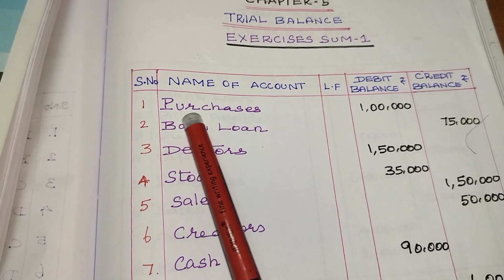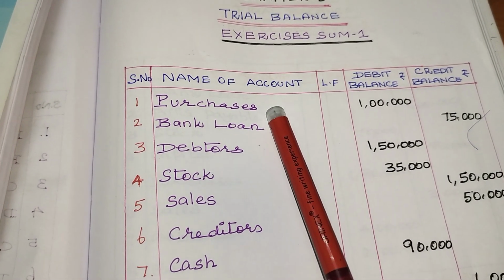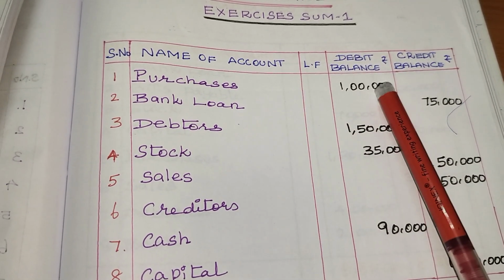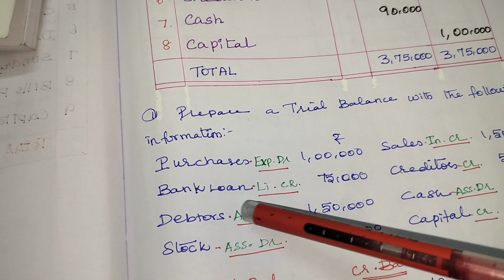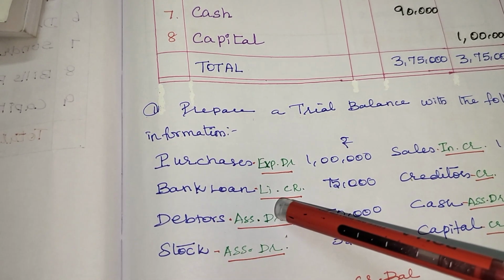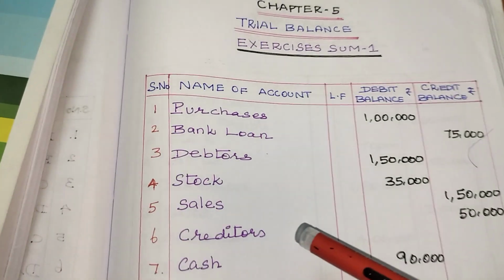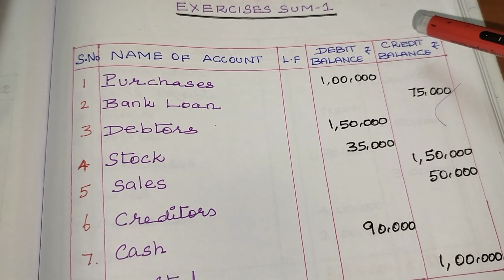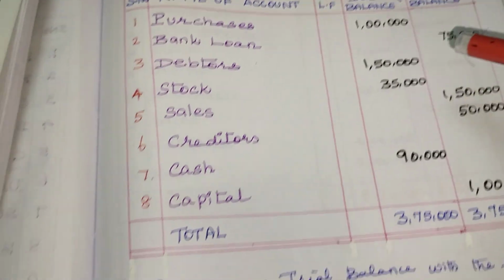First one is the purchases account. Purchases are expenses. All expenses are debited. So 1 lakh rupees we entered on debit balance. Then bank loan rupees 75,000. Bank loan is a liability. Liabilities will be credited. So bank loan rupees 75,000 will be credit balance, and we entered 75,000 on credit balance.